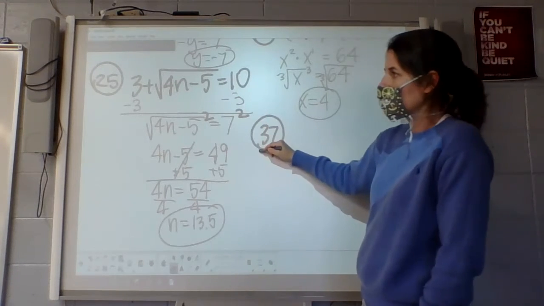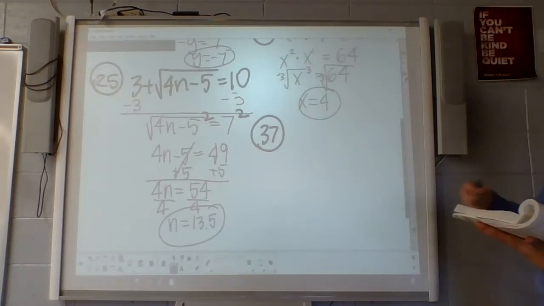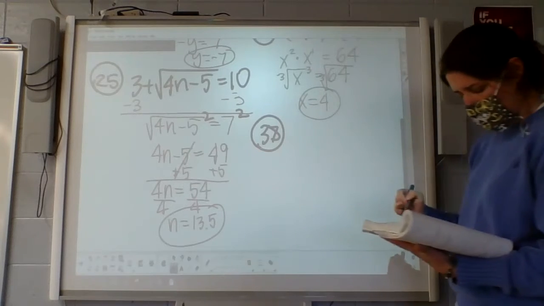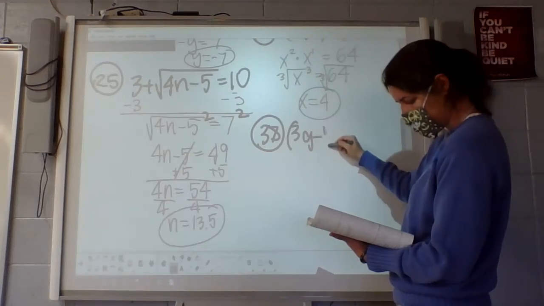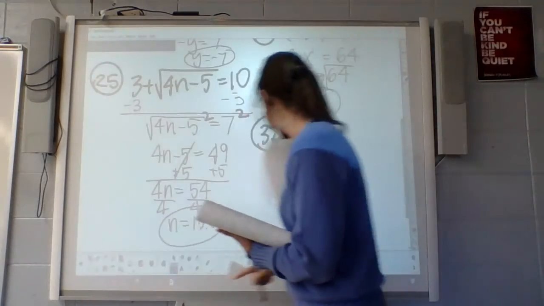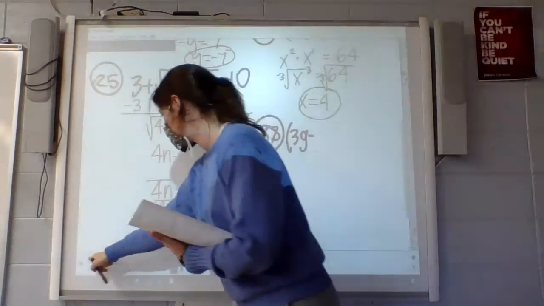I think 37 is next. Ooh, this is one of the big long ones. So I might need more space. Actually, why don't I do 38 right now, and then I'll do 37 and 39 on their own pages. Because I think this one is not this big. Oops, gotta write it down. So this is 3G. Oh, I did it again. This is 6G.